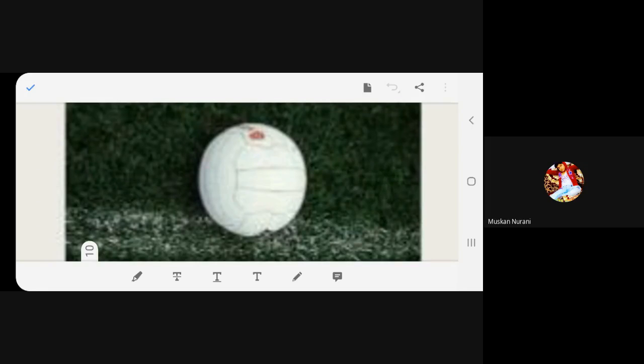If I take the example of grassy ground, will the force of friction be the same on simple ground and the grassy ground? How can you explain? No, I can't explain. I don't have knowledge about it. Okay. Can anyone else explain?